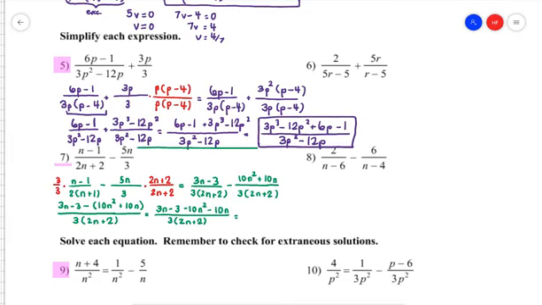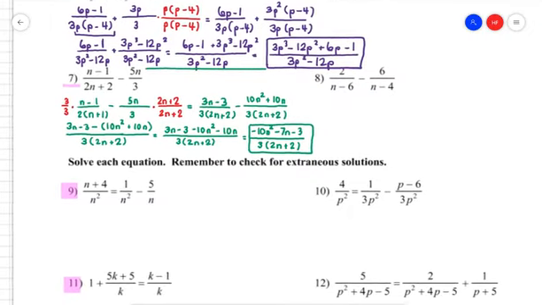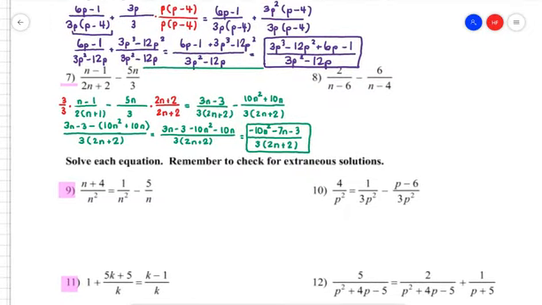And then combine any like terms that I can. Negative 10n squared minus 7n minus 3 over 3 times 2n plus 2. And then y'all would do the ones on the right there.